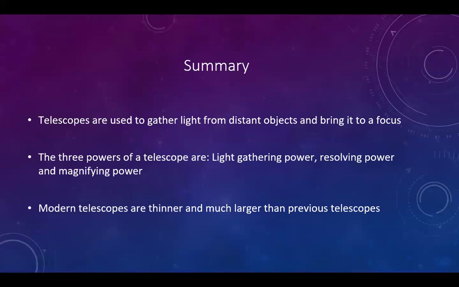So in general, telescopes are used to gather light from distant objects and bring it to a focus. The three powers of a telescope are light gathering power, resolving power, and magnifying power. And the first two are the most important. And modern telescopes use much thinner and larger mirrors than previous telescopes. So the mirrors are much thinner. They're often made of multiple segments these days. And they're much larger.